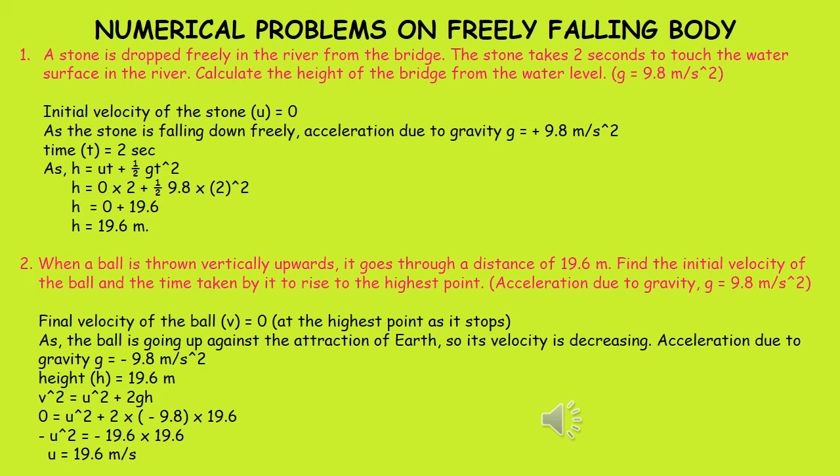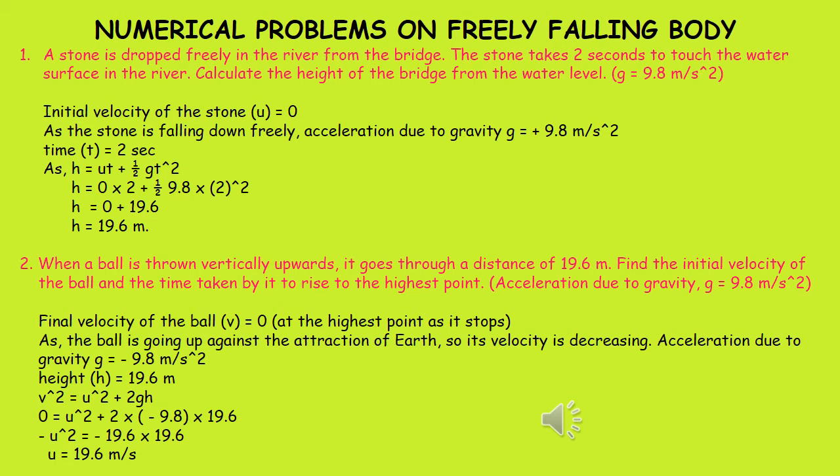Look at the difference between the first sum and the second sum. In the first sum, the body was dropped and it was moving downwards, and in the second sum, the body is vertically thrown upwards. So in the first sum, initial velocity of the stone was 0. But here, as the body is moving upwards, it will reach up to that height till its velocity becomes 0. So we are taking that at the highest point of its motion, the final velocity v is 0.